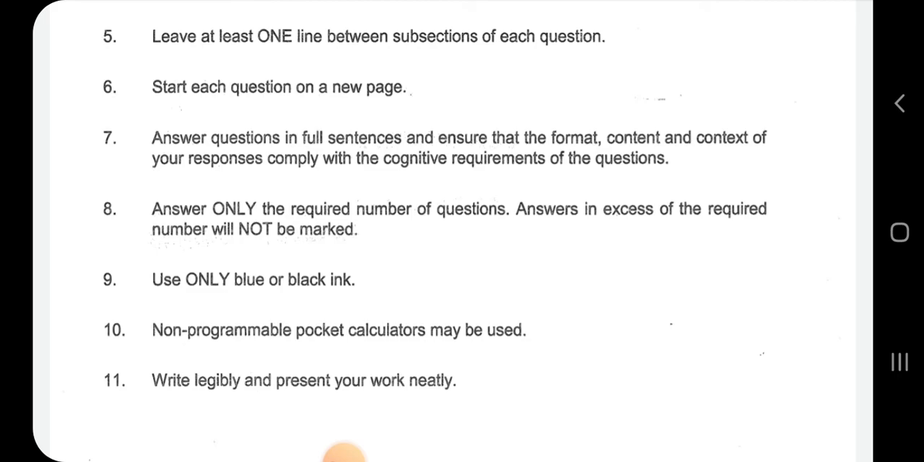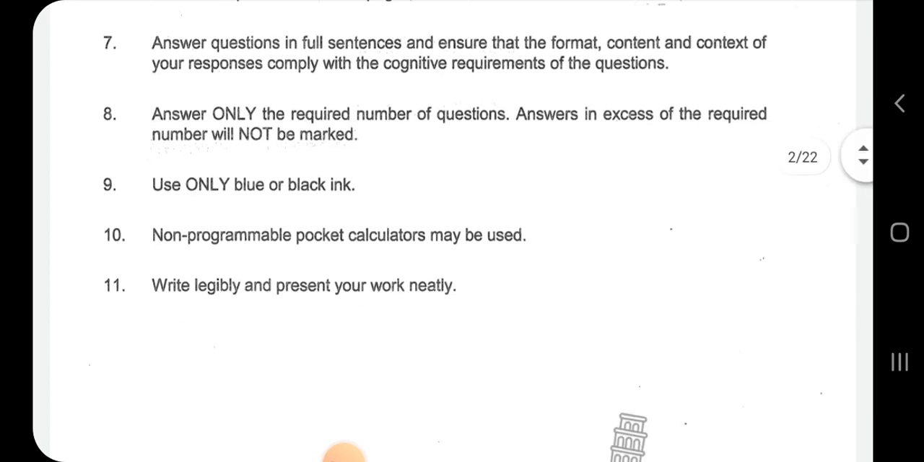Answer only the required number of questions, so you don't answer more questions and be like the teacher will take the marks for the one you got a lot of marks for. It does not work like that. They will mark the first question in that section which you're supposed to choose. Use only blue or black ink. Non-programmable pocket calculator may be used. Write legibly and present your work neatly.